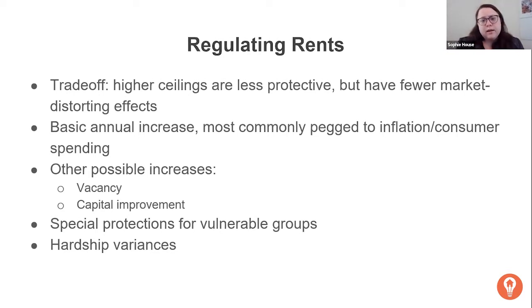Some different approaches here. Washington, D.C. pegs the size of the increase that a landlord can take at vacancy to how long the current tenant, the one who's leaving, has lived in a unit. So if a tenant who has lived in a unit for 10 years moves out, a landlord can take a larger increase than when a tenant who's lived in a unit for 1 year moves out.